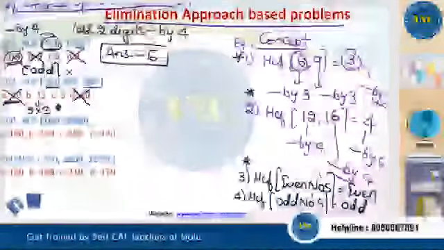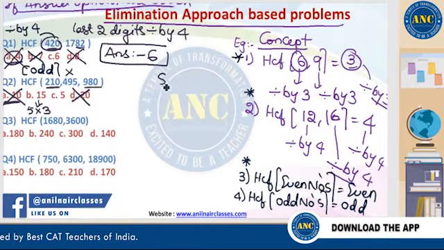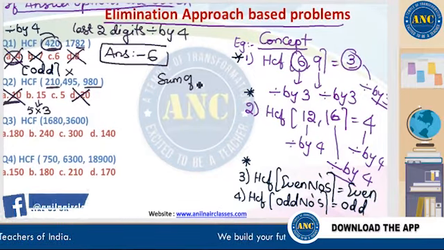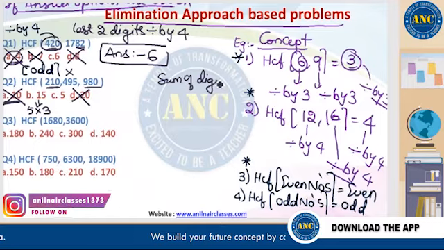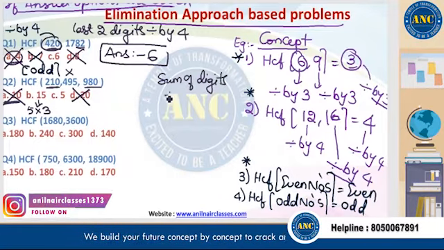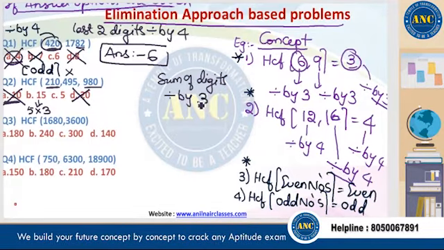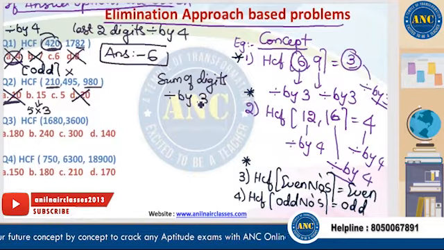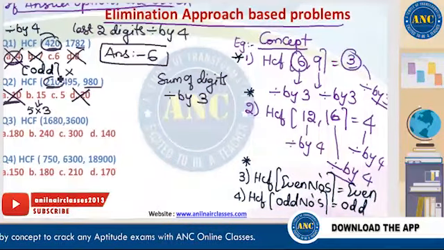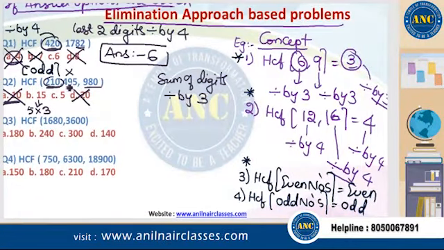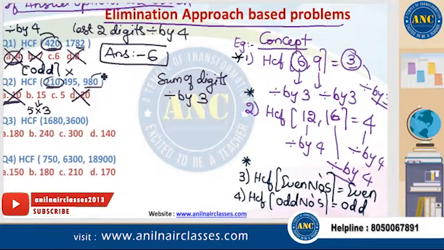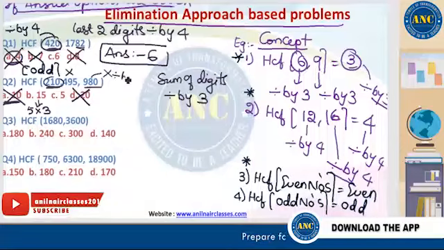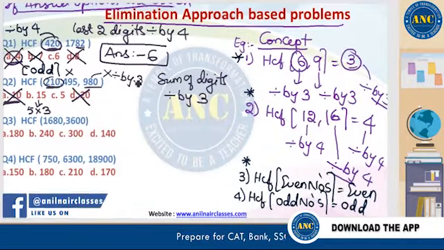What is the divisibility rule of 3? The divisibility rule of 3 is that the sum of the digits should be divisible by 3. 2 plus 1, 3, it is divisible by 3. 4 plus 9, 13 plus 5, 18 is divisible by 3. 980 is not divisible by 3.